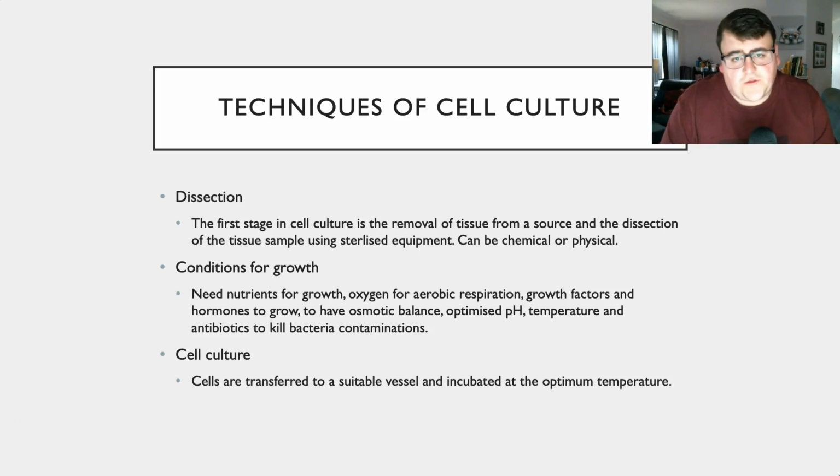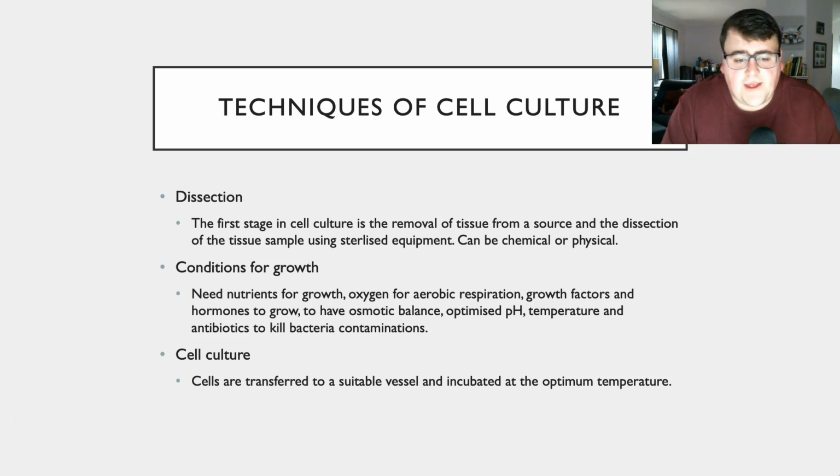Next, you need to make sure that conditions for growth in the laboratory are perfect. So you need to make sure that you've got nutrients to allow the cells to grow at the correct levels. You need to have oxygen for aerobic respiration, unless you're going to be looking at something like yeast or alcohol production, etc., where you're going to want anaerobic respiration, but that's not important right now. You're going to need growth factors such as hormones to allow the cells to grow. You need to have osmotic balance to ensure that the cells aren't going to go into hypertonic or hypotonic modes. You need to have optimized pH and temperature for the type of cell that you're using, remembering that every cell has its own optimal pH and temperature.